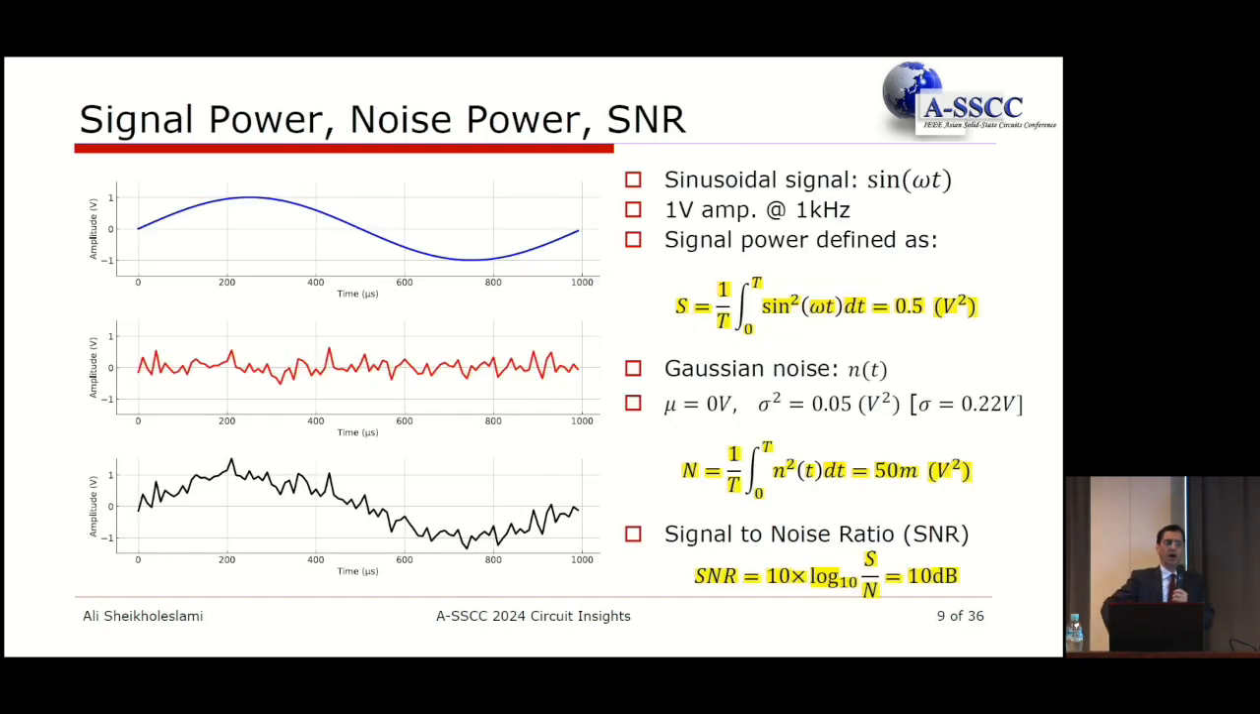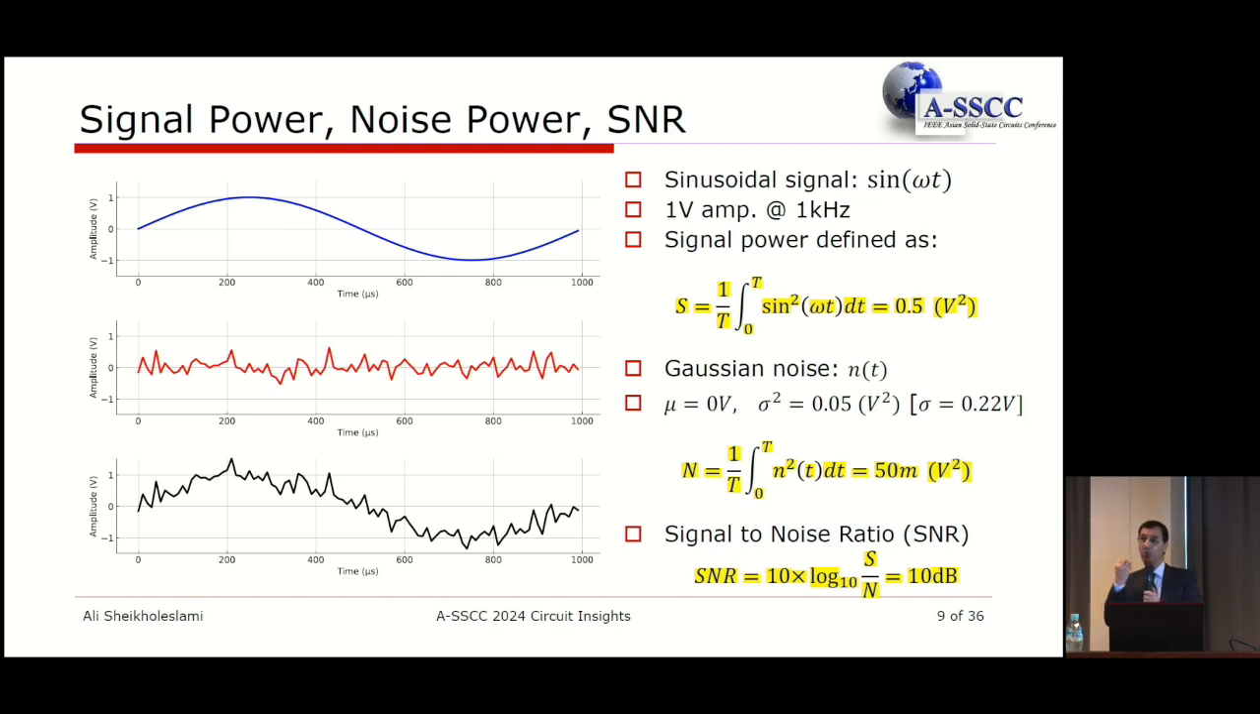Now, just to give you a feel for what it may look like when you add this noise to the signal, I start by looking at the signal first without noise. So this blue sine wave, as you can see, has an amplitude of 1 volt. So it goes from -1 to +1, and it's at 1 kilohertz. And we'd like to define what is the signal power here. So this is towards characterization of signal and noise.